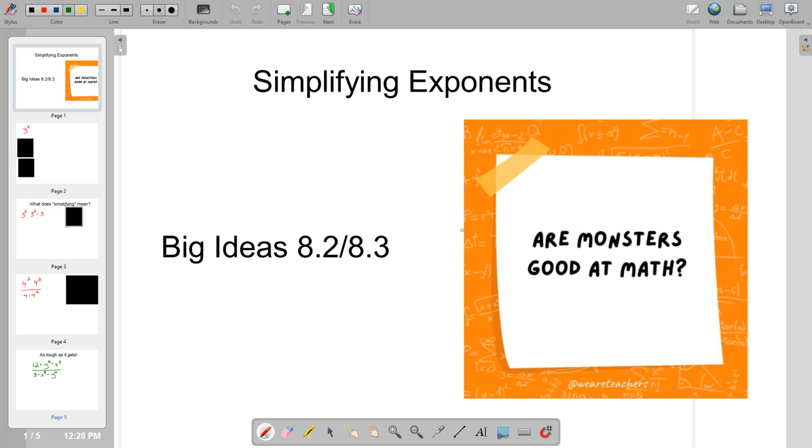We're going to be learning about simplifying exponents, which is Big Ideas, section 8.2 and 8.3.